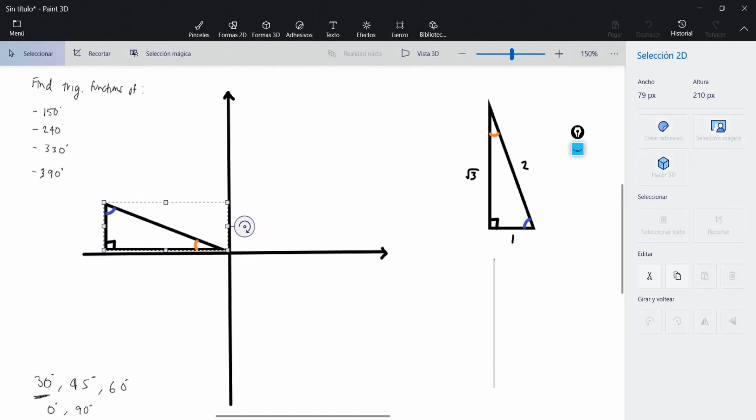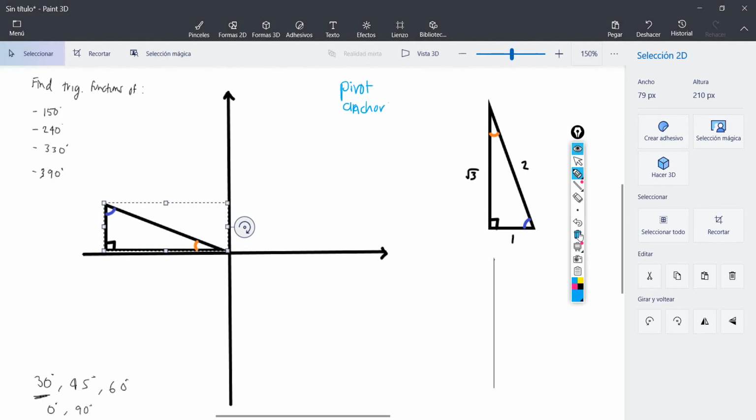I'm gonna put it over here. My angle of 30 degrees is pivoting at the origin, and one of the sides of this triangle, this cathetus, is resting on one of the axes, which is the x-axis. Perfect. This triangle, guys, in this configuration will help me find the trigonometric functions of 150.